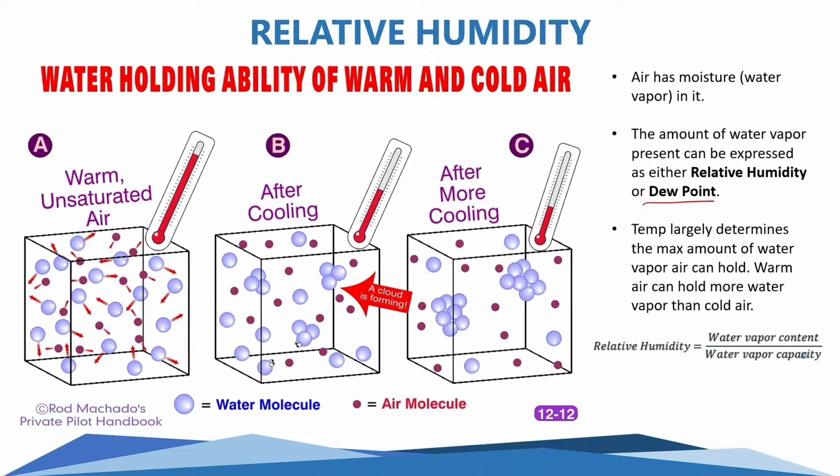Temperature largely determines the maximum amount of water vapor air can hold, and warm air can actually hold more water vapor than cold air. And the way that we get to the RH value, or the relative humidity, is we just take the water vapor content and we divide it by the water vapor capacity. Okay. So the relative humidity is just the ratio, usually expressed as a percentage, of water vapor actually in the parcel of air compared to the amount of water vapor the air parcel could hold at a particular temperature and pressure. So that is what relative humidity is.